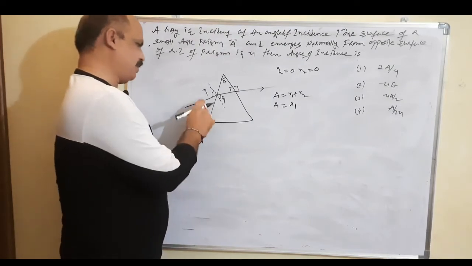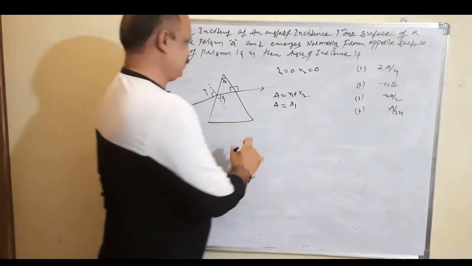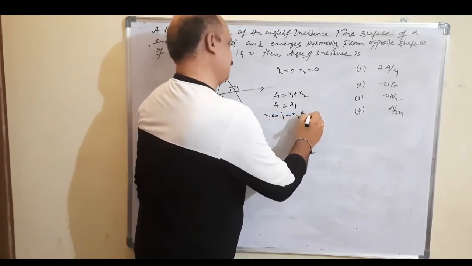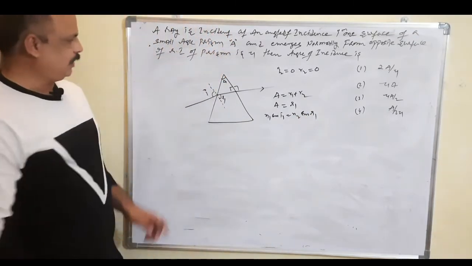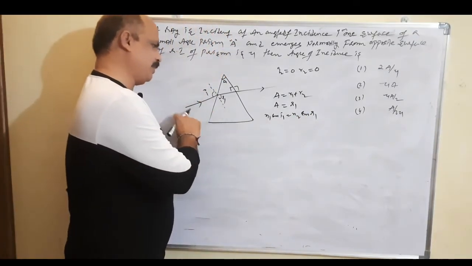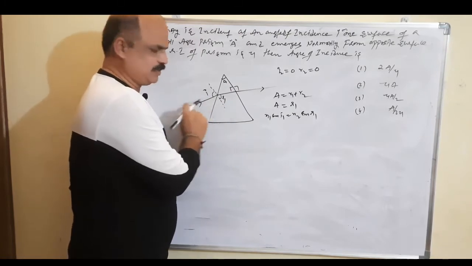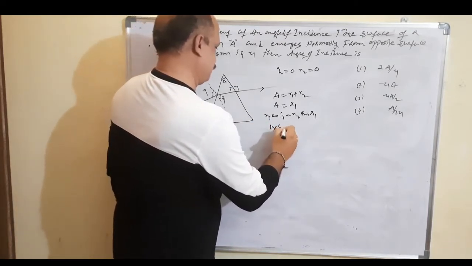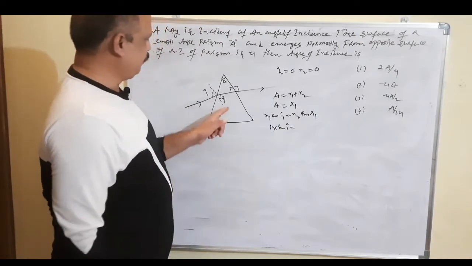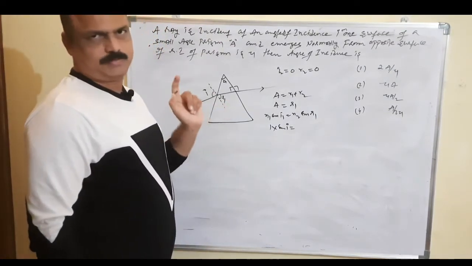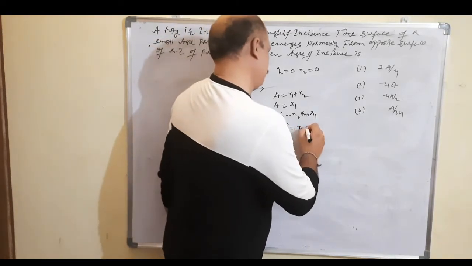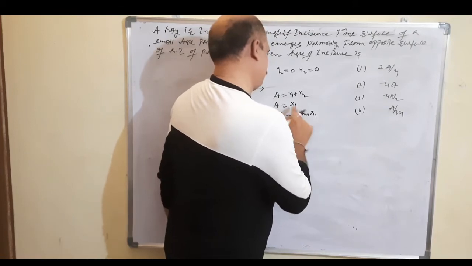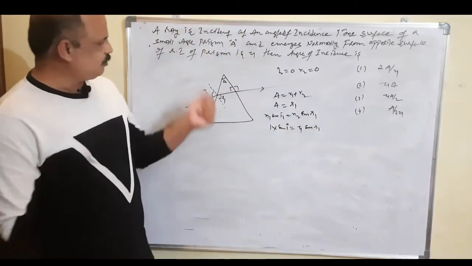Now apply Snell's law at the first surface. Here N1 sin I1 is equal to N2 sin R1. Here the light ray travels from air to prism, that is, from rarer to denser. So the refractive index of air N1 is 1, into sin I is equal to the refractive index of this small angle prism, mu, into sin R1.